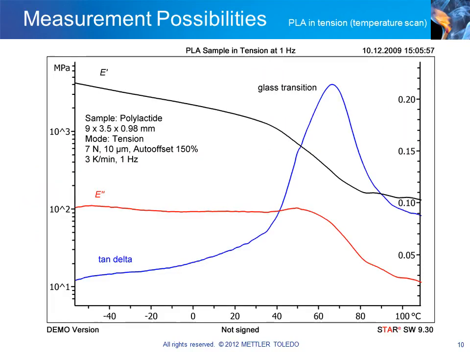This slide shows a temperature scan of a sample of polylactide, or PLA, in the range -60 to +110 degrees Celsius. The sample was measured in the tension mode. The diagram shows the storage modulus E', the loss modulus E double prime, and tan delta. The glass transition can be clearly identified in all 3 curves. At low temperatures, the sample is hard and the modulus is very high. At the glass transition, the sample becomes soft and the modulus decreases.